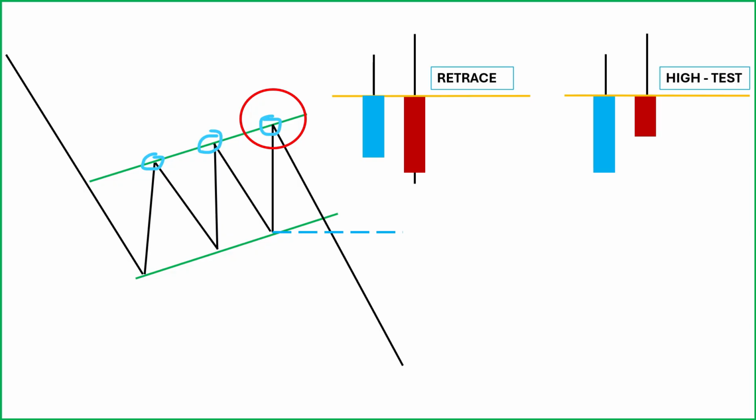Now here's the important part. What exactly are you looking for at that entry point? You're looking for rejection. Not just a candle being there, not just a line being touched, rejection that confirms the area is being respected. This is where a lot of traders go wrong. They see price at the zone and hit sell or buy without thinking. But here's the truth. Just because price touches a level doesn't mean it's ready to reverse. You need to see the reaction.